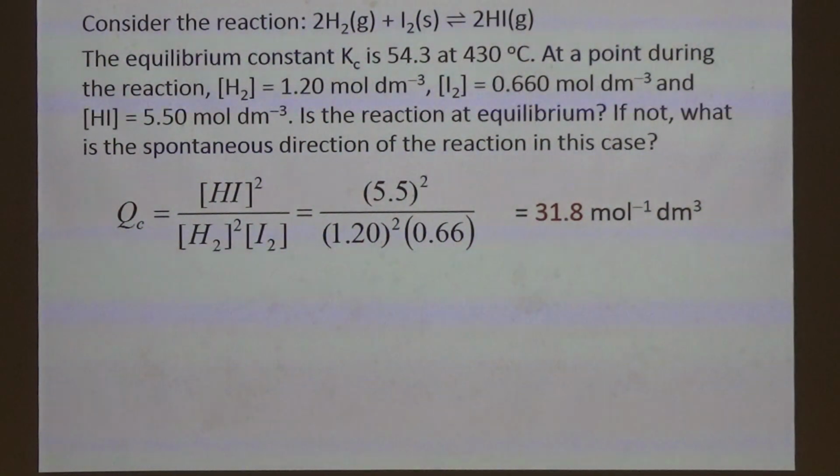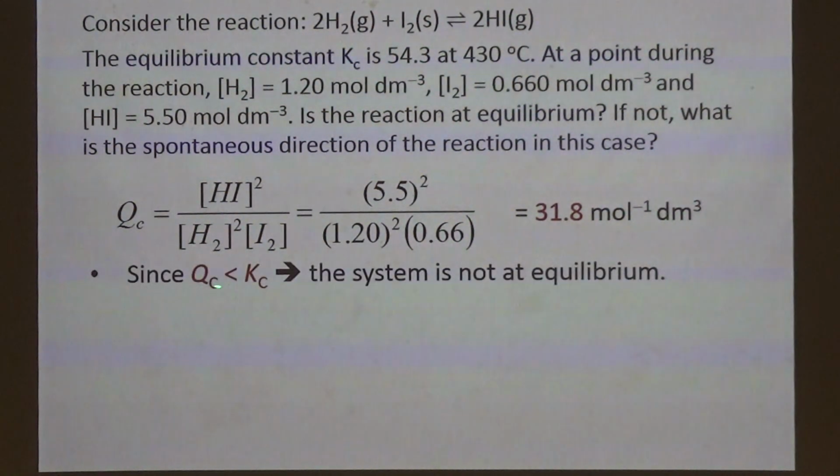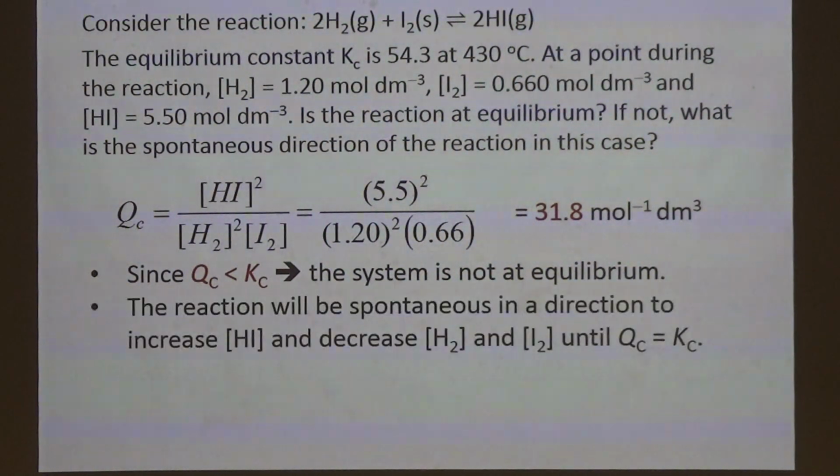After you calculate your Qc value, because I think we got it wrong over here, your Qc value should still be lower than Kc. Because it is not the same as Kc, the system is not at equilibrium. The reaction will be spontaneous in the forward direction to increase the concentration of HI and decrease the concentration of H2 and I2, until Qc is equal to Kc.